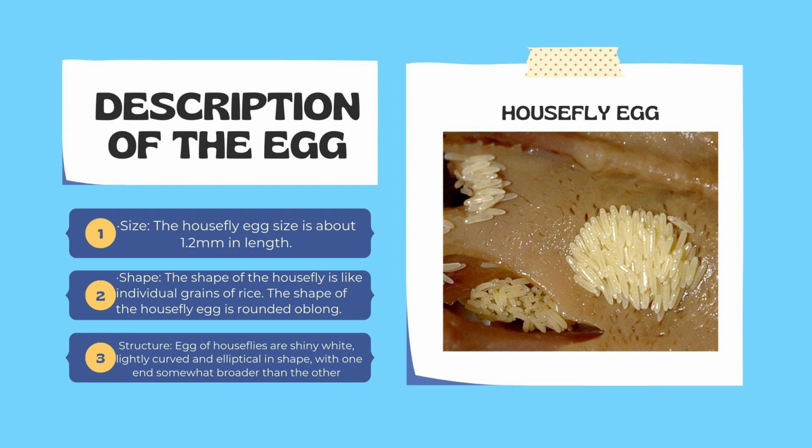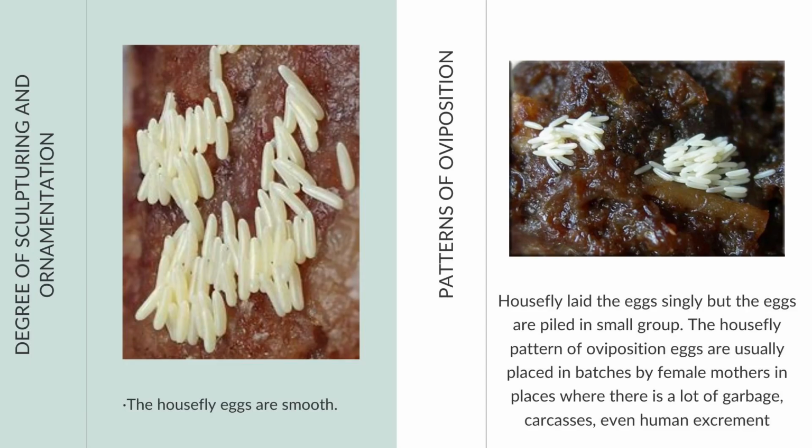Description of the egg. Size. The housefly egg is about 1.2 mm in length. The shape of the housefly egg is like individual grains of rice, rounded oblong. For the structure, eggs of the housefly are shiny white, lightly curved and elliptical in shape, with one end somewhat broader than the other.